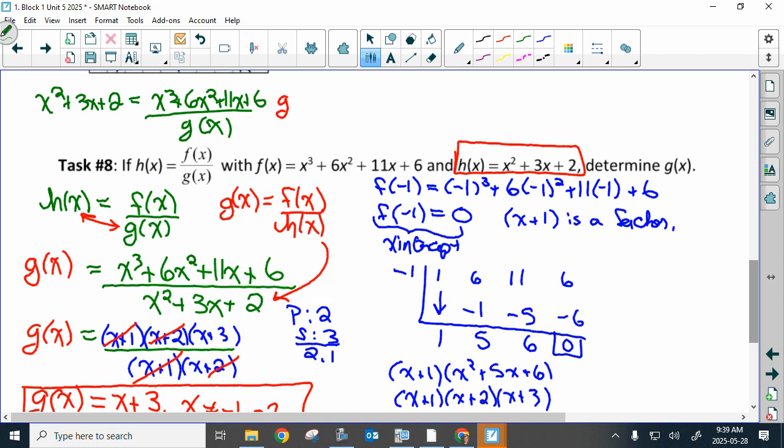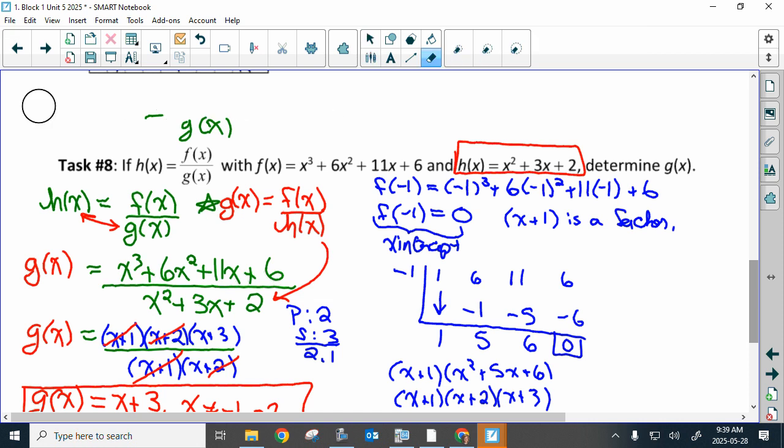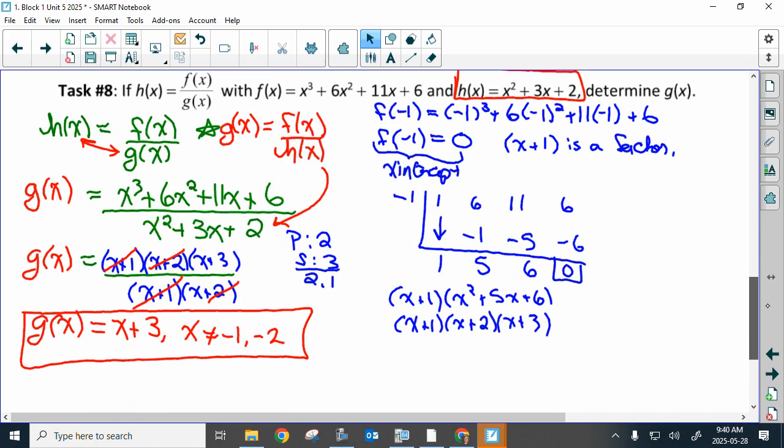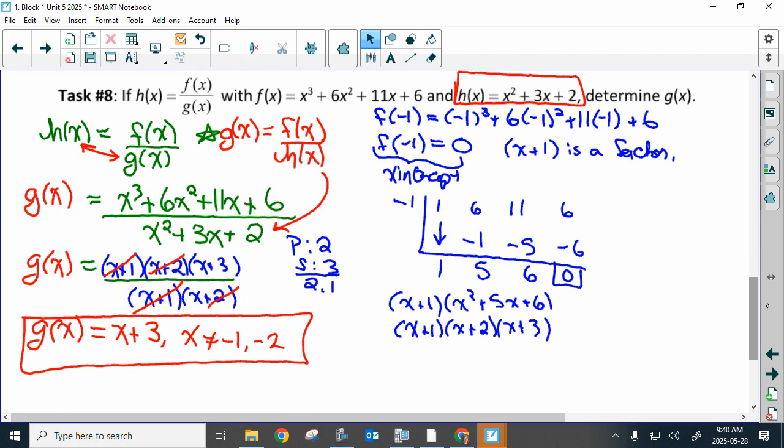Why wouldn't we just do this, right? And I should have done that right from the beginning. That's why I had to change this h of x. So the g of x is brought up by multiplication, the h of x is brought down by division. This became a g of x expression. Is that better? Yeah, okay.